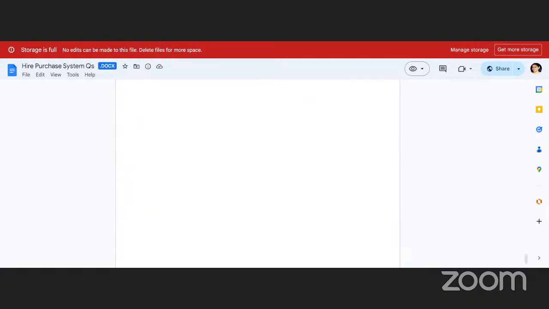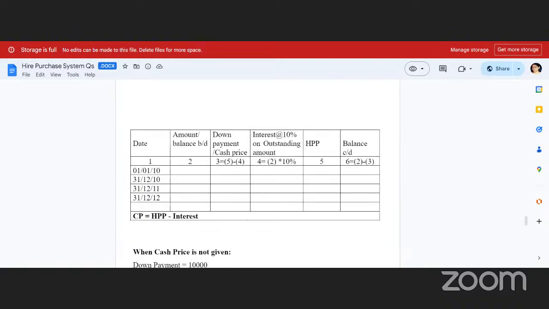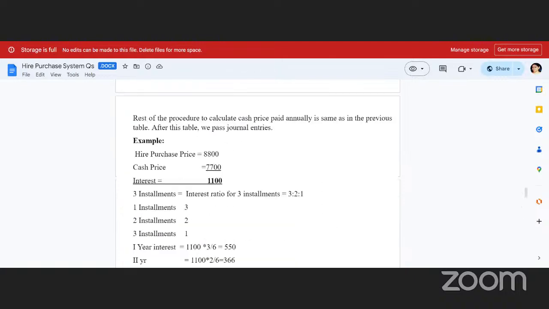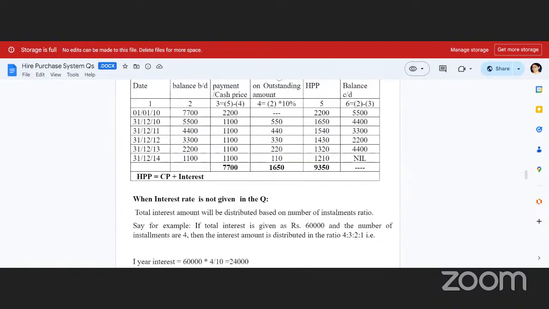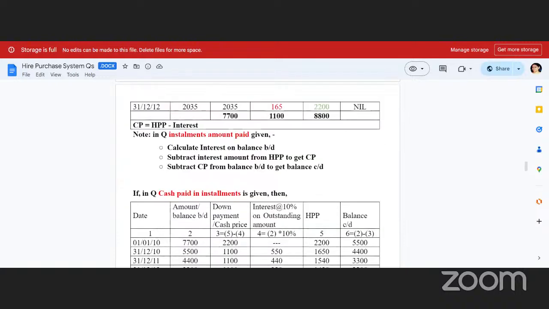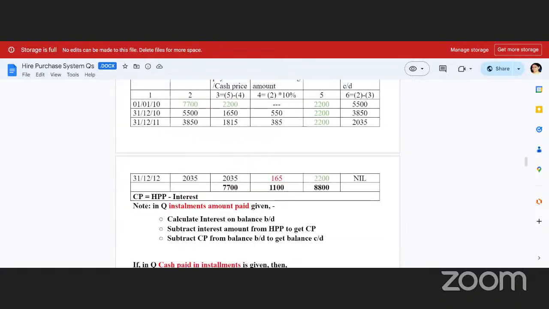So this is how to do it. You are supposed to understand these tables. Once you understand these tables and remember the journal entries, passing this is very easy, because hardly in the hire purchase system the journal entries will be some 5 to 6. Those three journal entries repeat. One is for interest due, one is for hire purchase installment paid, and one is for transferring that.